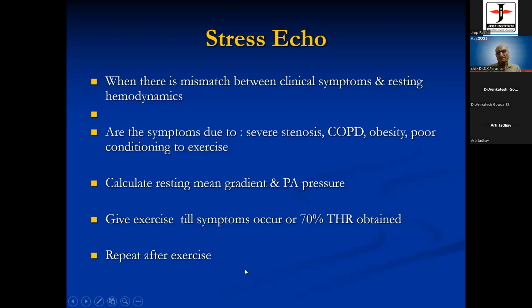Repeat after exercise. Now, what happens? Once you exercise a patient, his heart rate increases. When the heart rate increases, the left atrial pressure increases. When there is a tachycardia, the diastole gets shortened. When the diastole gets shortened, the LA pressure increases, so there will be an increase in the mean gradient. And when the mean gradient increases, the same increased LA pressure is transmitted back to the pulmonary circulation and the PA pressure is increased. So this is the basis of this.